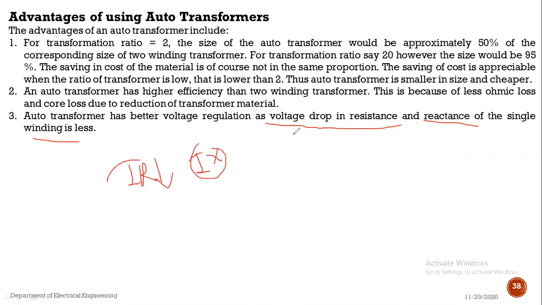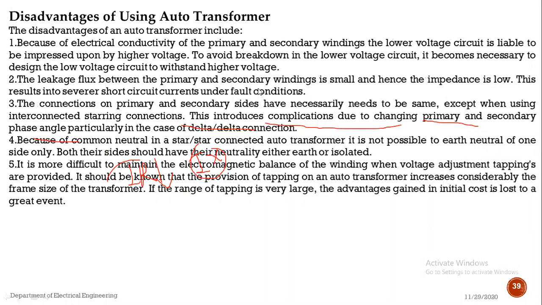So if the resistance drop and the reactance drop are less, its regulation is high as compared to that of a 2 winding transformer. 2 winding transformer ला compare करता auto transformer has better voltage regulation. Due to the ohmic drop being less, as well as the reactance of the winding being less. Winding चा reactance पण काय आहे? Less आहे. Okay, so these are some of the advantages.